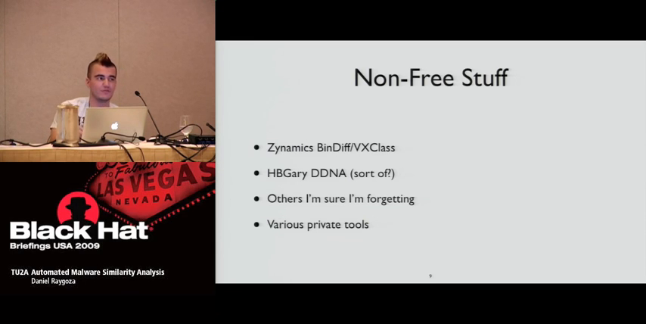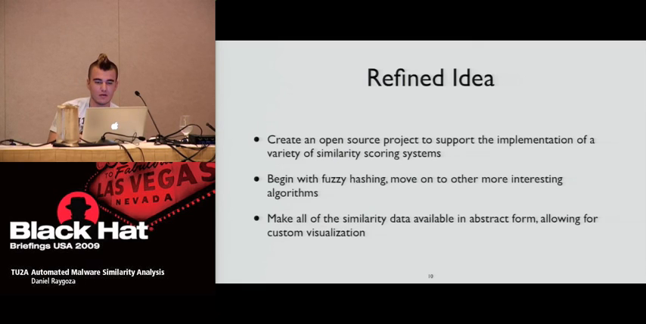And there's other private tools, I'm sure, that some of your organizations have access to, but clearly something free would be nice for everyone, I think. So the refined idea, after having talked to a lot of people who are really smart and probably smarter than I am, is simply to create, rather than focus on fuzzy hashing of functions, a project that allows us to implement similarity algorithms on a granular level by taking apart the PE file, extracting all the components that are important, and then applying algorithms such as fuzzy hashing to derive similarity information from it.